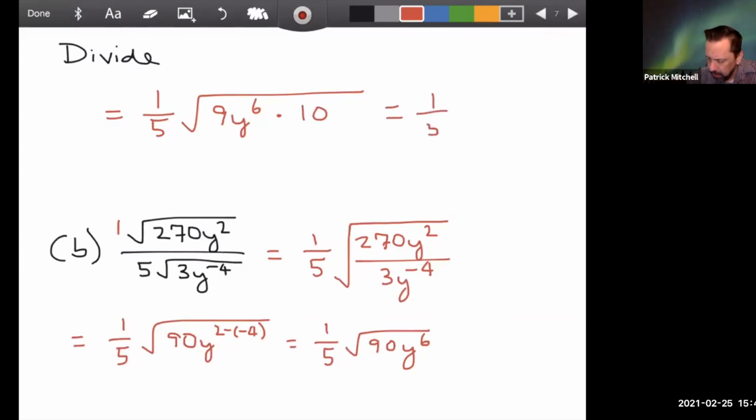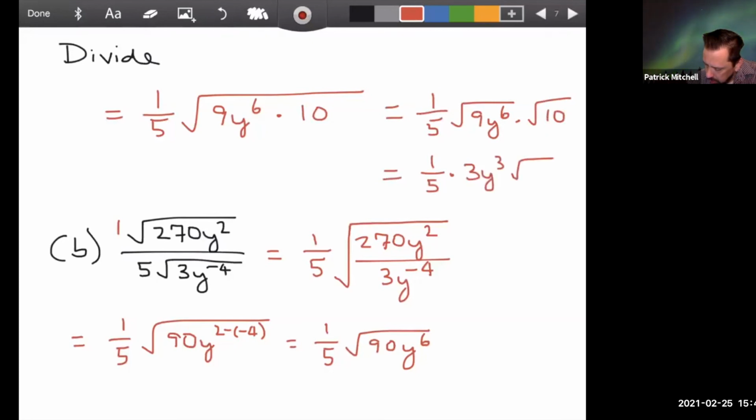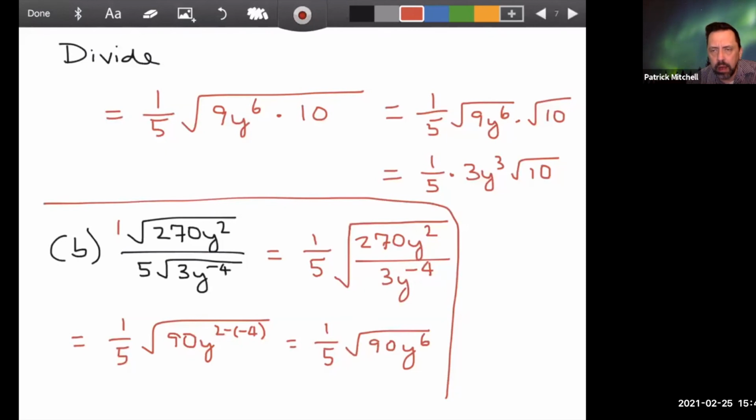And by the way, if you're comfortable, you can skip this next step. I'm leaving it in because it's still kind of new. The square root of 9y to the 6th is 3y to the 3rd. Okay. Now, if you were doing this for me, I suppose you could leave your answer like that. And your online homework probably won't be too picky. But if I was trying to pretty it up, I would probably write it like this: 3y to the 3rd, square root of 10 over 5. That's probably how I would write that.